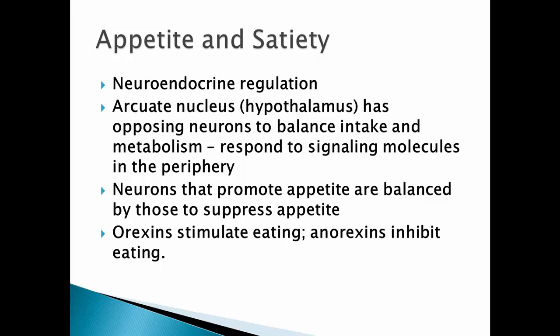It's also important to remember that neurons that promote substances to increase appetite are balanced by those that suppress the appetite. So you have neurons promoting appetite as well as suppressing appetite. A closer look at that reveals that we have orexins and anorexins. Orexins are hypocretins that stimulate eating. Anorexins are incretins that inhibit eating. And these circulate according to an increase or a decrease in body fat mass, and as a result, they signal the arcuate nucleus.